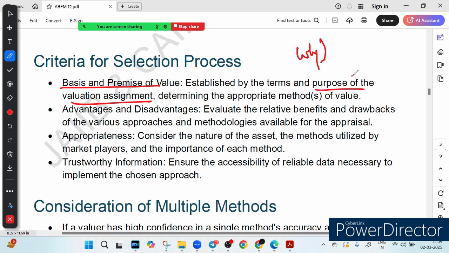Do we want to do a merger and M&A? Do we want to engage in this? Do we want it for regulatory or taxation purposes, or do we want to sell the company? So first of all, you have to decide the purpose. Now, each valuation method has its own strengths and weaknesses. Let's talk about that. There are advantages and disadvantages of every method.